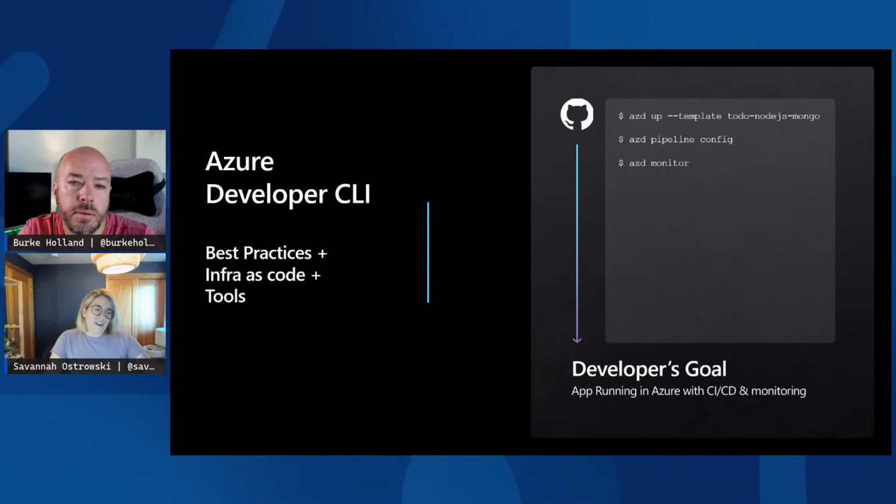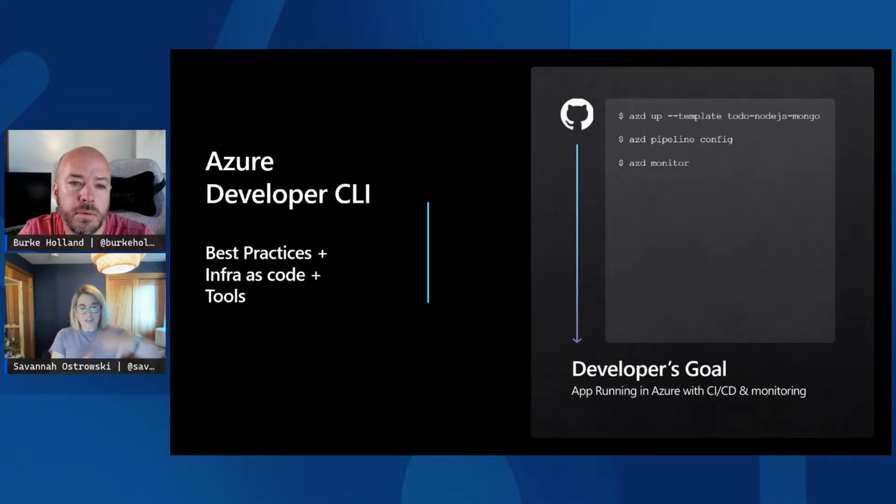Our CLI under the hood uses these extensible templates that include everything that you need to get an application up and running in Azure. The templates include best practices, application code, reusable infrastructure as code assets, which I'll go into a bit later. But more than that, they cover the end-to-end scenarios that go far beyond your typical hello world example.